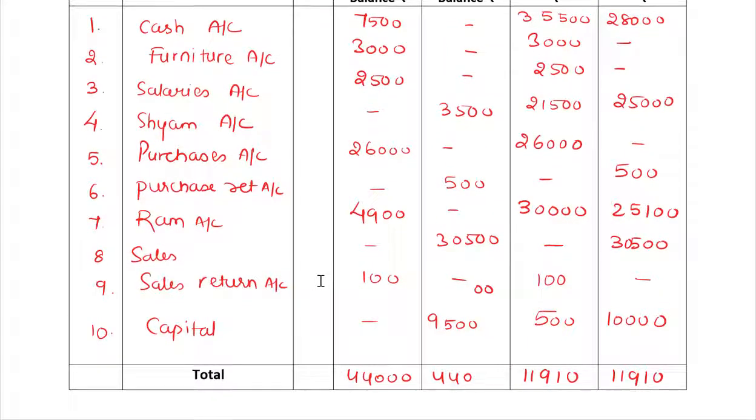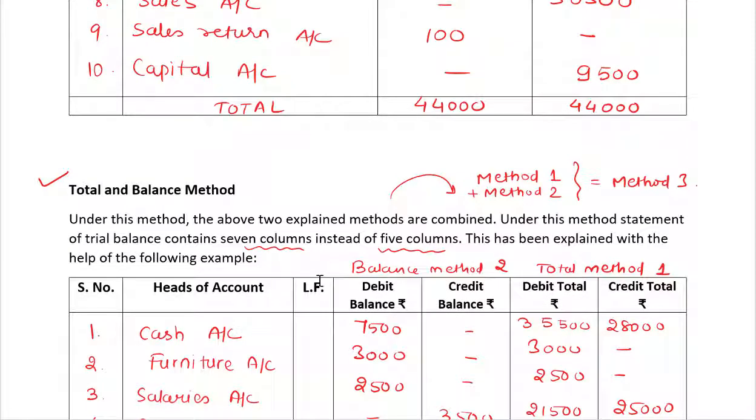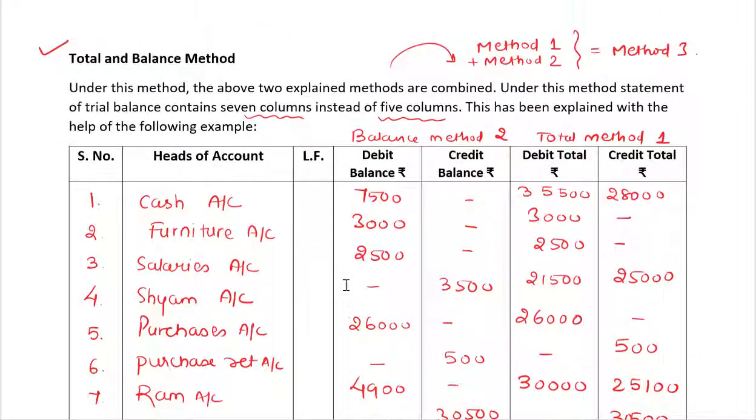Students, I believe you must have understood this well. We made the trial balance by the total method, then we made the trial balance by the balance method, and at last we made the trial balance by the total and balance method.